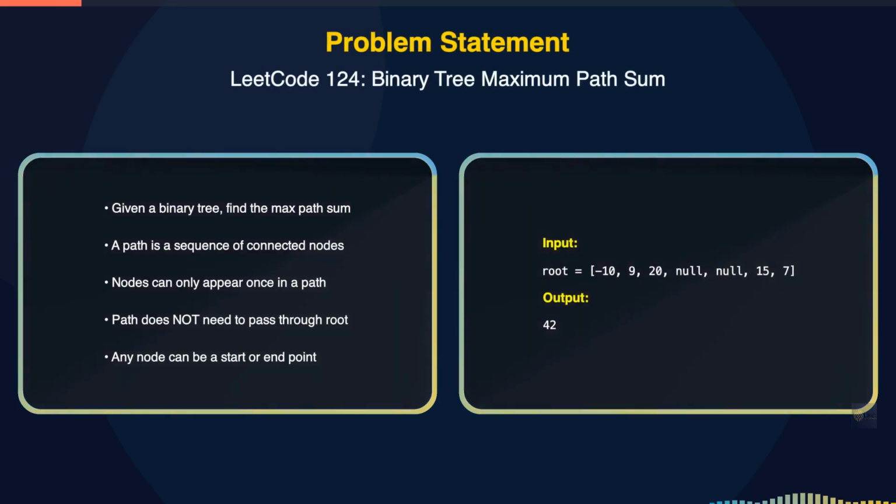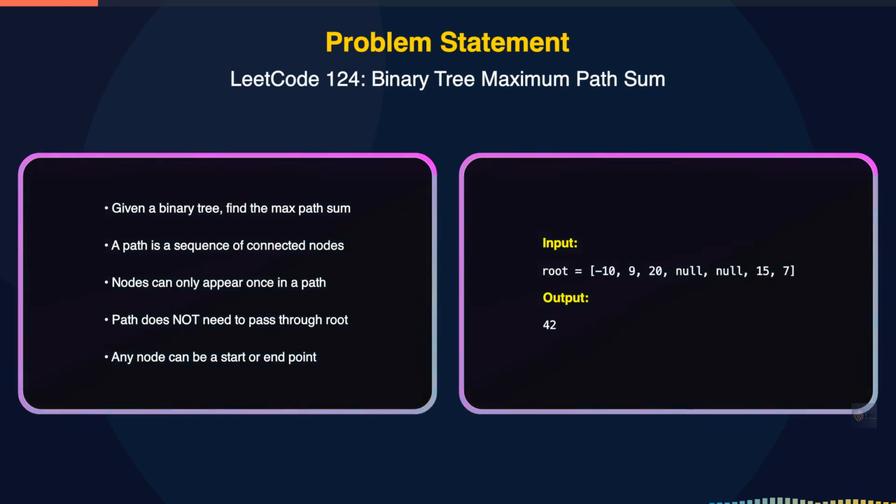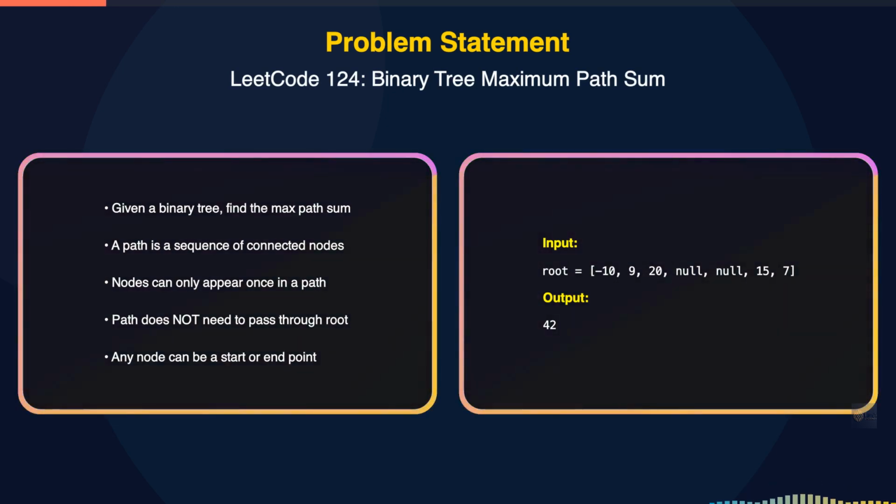We are given a binary tree. A path is a sequence of nodes where each adjacent pair has an edge. In this problem, a path can start and end at any node, and it does not have to pass through the root. Our goal is to find the maximum possible sum of all node values along any such path.